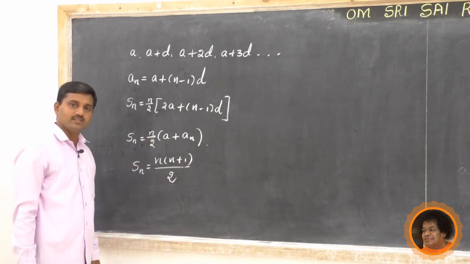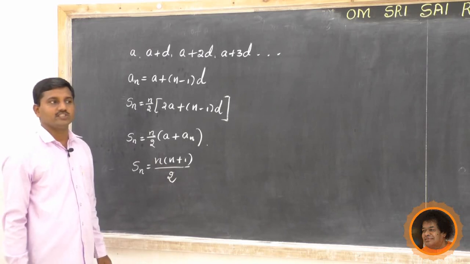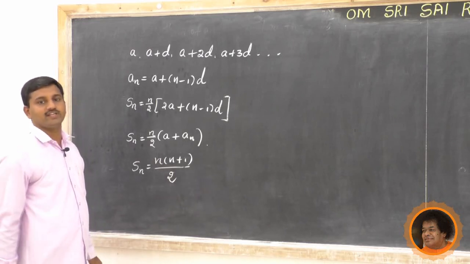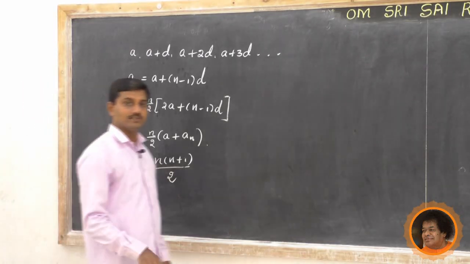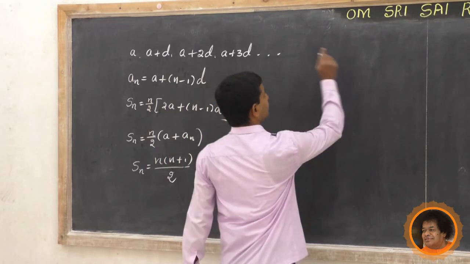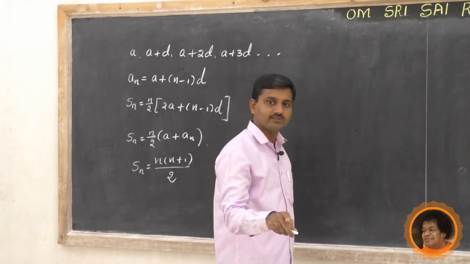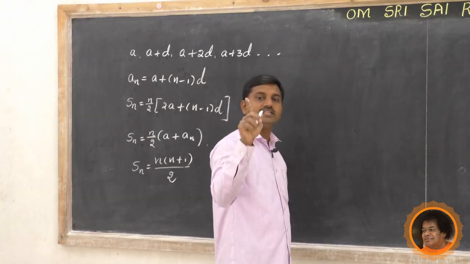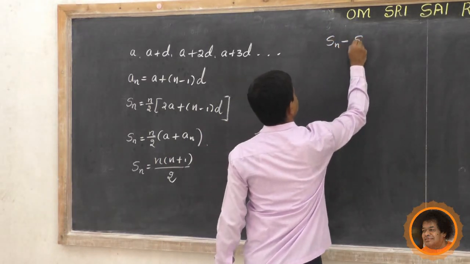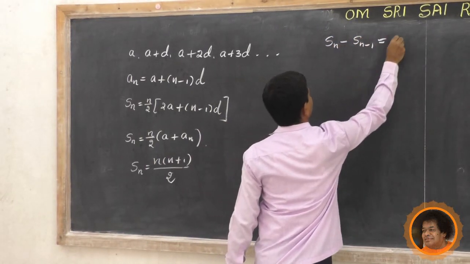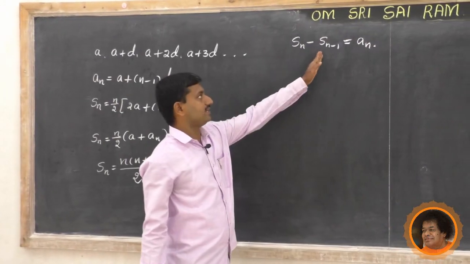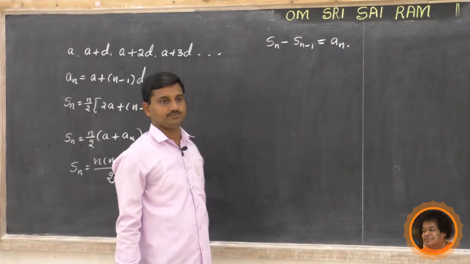Next one, the relation between the sum of n terms and the nth term of an AP. Sum of n terms, that is Sn. Nth term, an. So the relation between the sum of n terms and the nth term is Sn minus Sn minus 1 equal to an. So this is a relation: Sn minus Sn minus 1 equal to an.